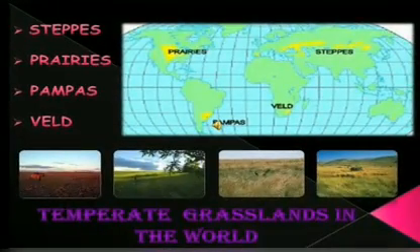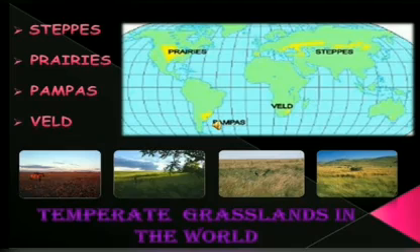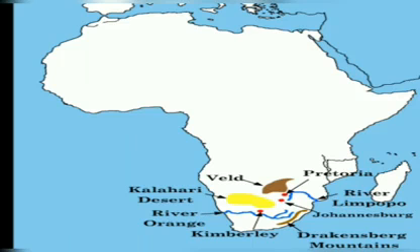So let's first discuss steppes, prairies, pampas, Velds, the temperate grasslands of the world. One of them we are going to discuss today, that is Velds, lying in front of you with the map presence. All four are at your platter, in front of your eyes. So check out the locations of temperate grassland in the world. And hereby we will share the map of South Africa to explain the exact location of Veld.